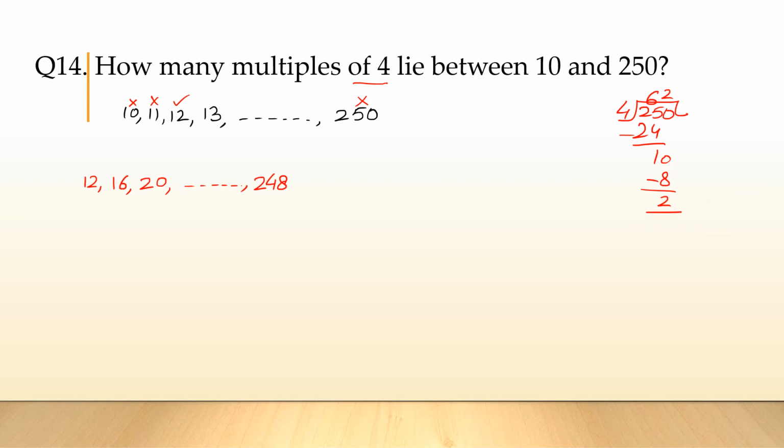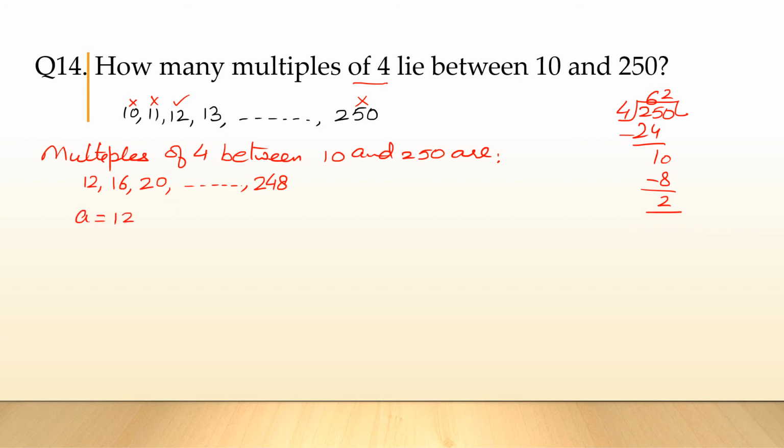So we can write numbers or multiples of 4 between 10 and 250 are these, right? So these are the multiples of 4. So it means the first term is 12 and common difference obviously it will be 4 because we are saying multiples of 4. Last term is 248. We have to find how many such numbers are there, right?